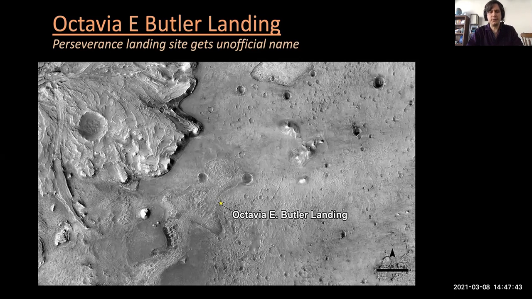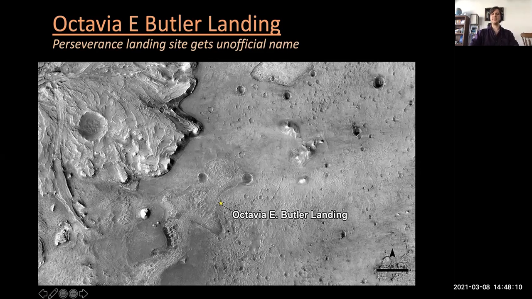But the names that NASA comes up with are usually used in papers. So if you have people that are communicating the landing site, everybody is going to be referring to that in their journal articles, and this is going to go down into the media articles. So the landing site has been dubbed the Octavia E. Butler Landing. And here you can see the western edge of Jezero Crater. You can see the sort of delta system.